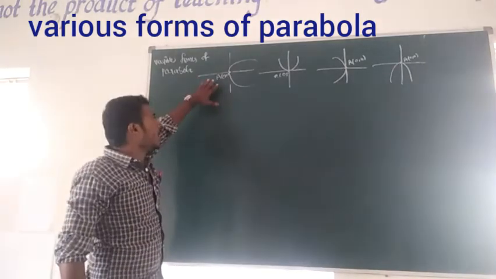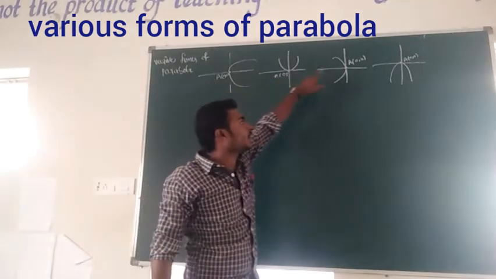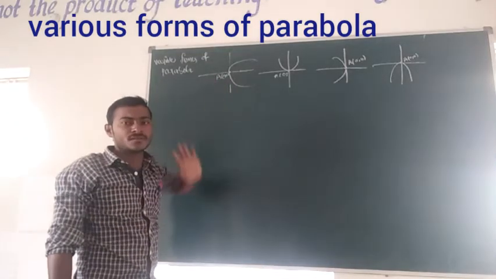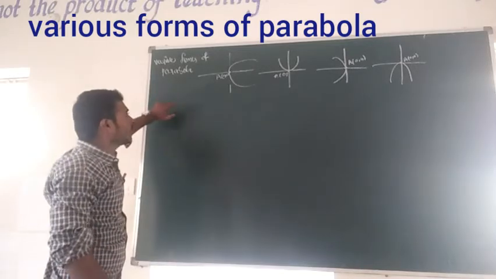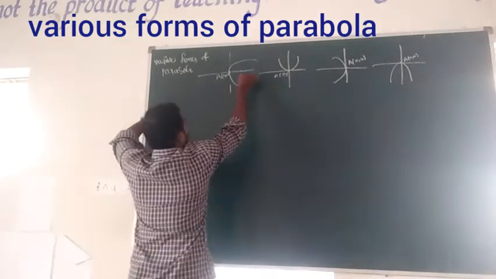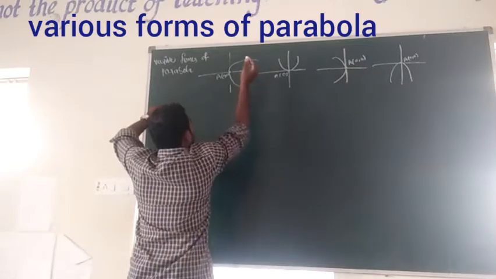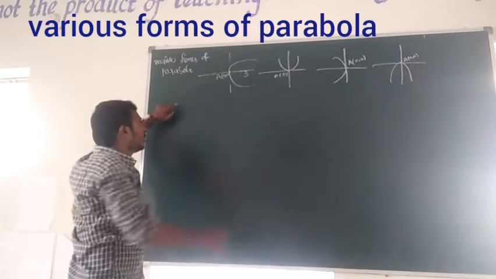We also say that the origin in this curve is called the vertex. Here also vertex, and in all four forms the vertex is always at the origin, 0 comma 0. Now after getting the vertex, the focus, S, is always inside the curve.